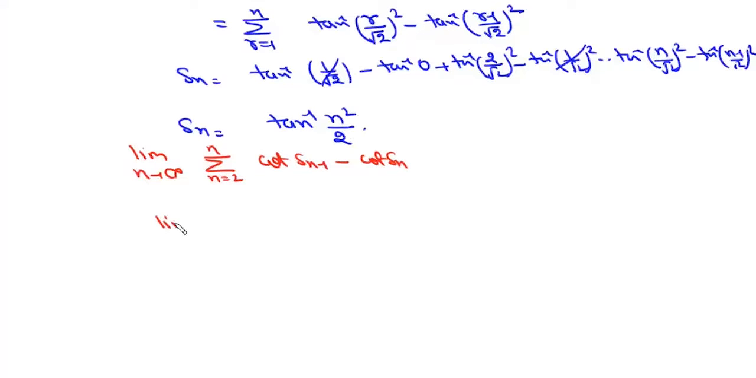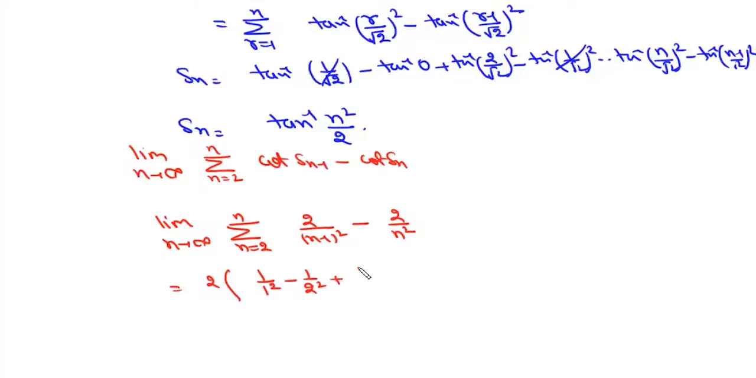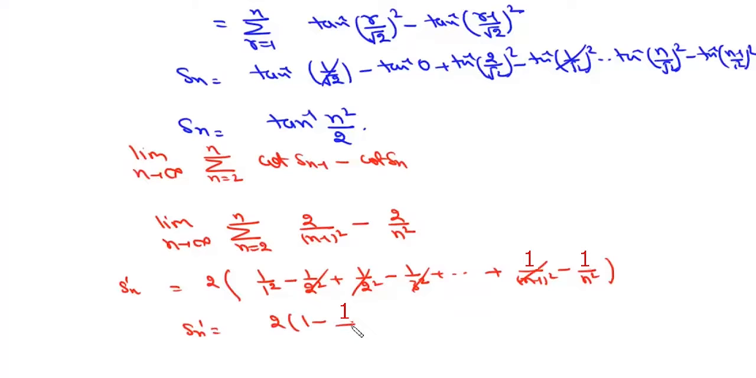So we can write this as limit n tends to infinite, and then this summation n varies from 2 to n, and here it will be 2 upon n minus 1 square, and this one is going to be 2 upon n square. Now if we put the value, we can write this as 1 upon 1 square minus 1 upon 2 square, 1 upon 2 square minus 1 upon 3 square up to, now all these terms they'll cancel. So this sum S dash n will be given by 2 into 1 minus 1 upon n square.